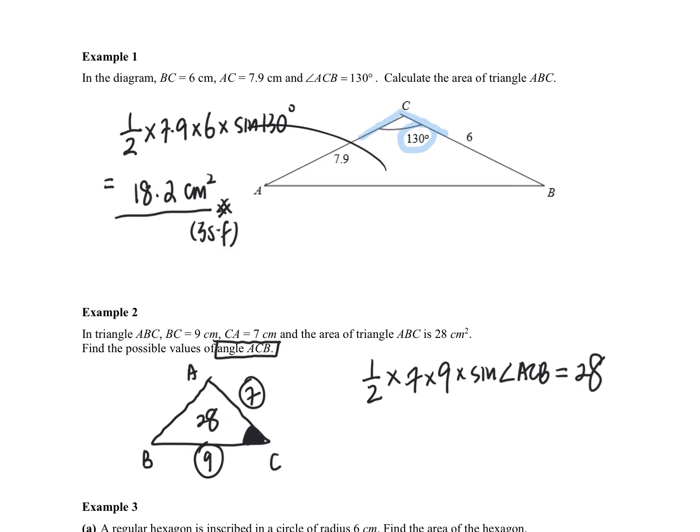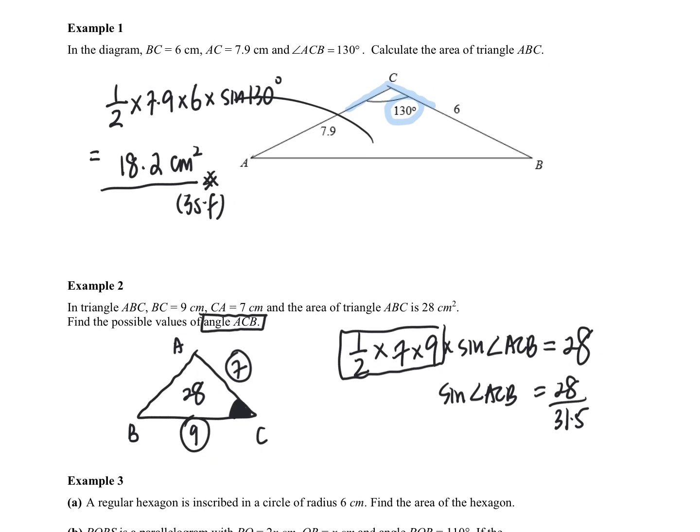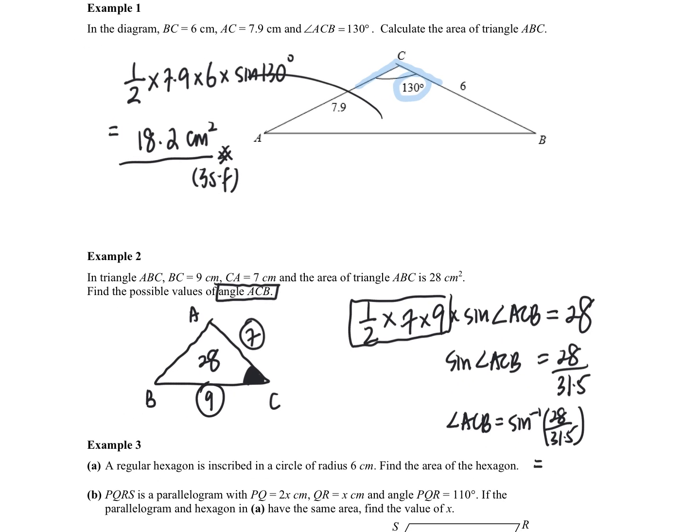So this is what? 63, 31.5. Okay, I don't have a calculator, you calculate. If you don't want to calculate first, you do 28 divide by half, divide by 7, divide by 9. Then you get this fraction here, right? Then take the inverse. So what's the answer? 62.7339.